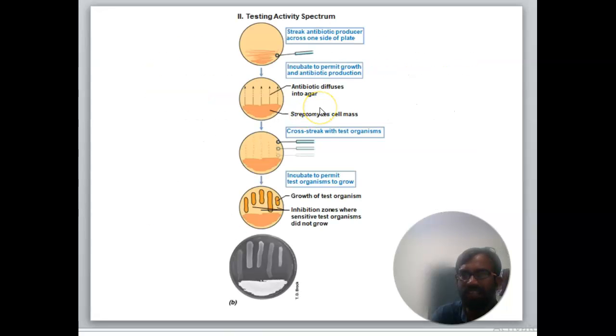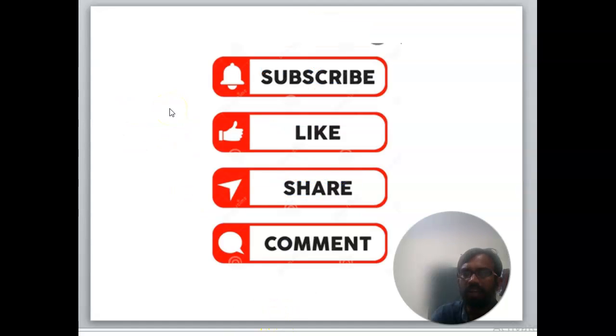And this is the testing activity spectrum, where you can see the antibiotic producer streaked across to the side. Suppose you are doing microbial studies like antibacterial studies: the antibiotic diffuses into the agar, and Staphylococcus cell mass is cross-streaked as the test organism. Then you incubate and find out the result. This is the actual procedure for antimicrobial testing.